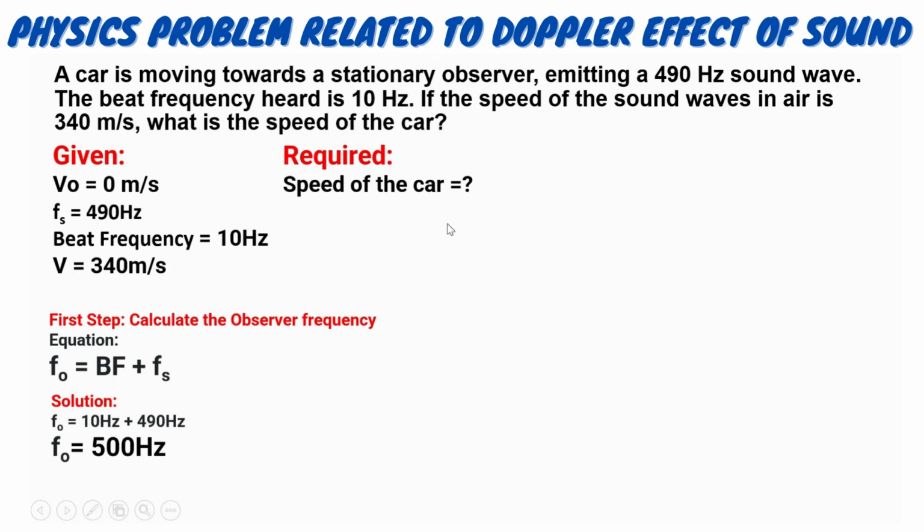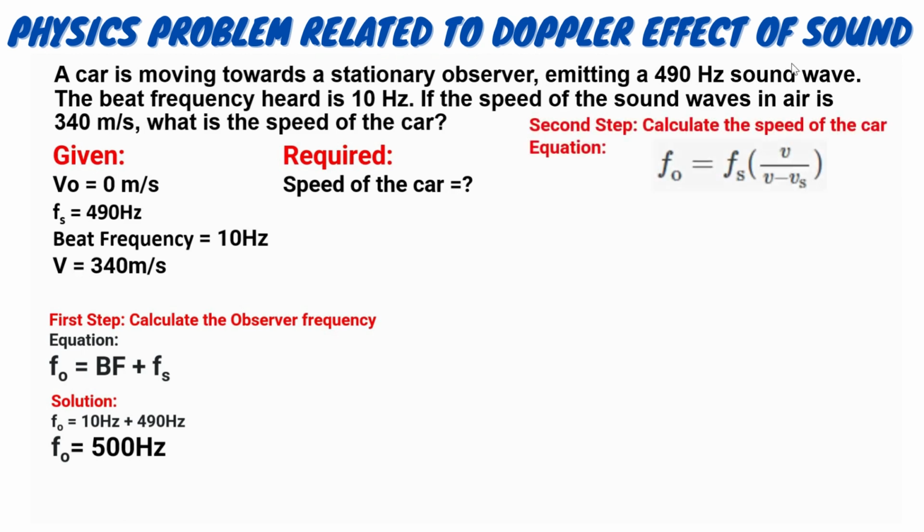Okay? Now, we are asked to calculate the speed of the car. So, of course, we need to follow some of the basic rules, right? So, in our formula, okay, we have Fo is equal to Fs times the quotient of V divided by V minus Vs, okay? So, first, our observer is stationary, so 0, so we just omit the 0 in the equation. Since any number added by 0, the answer is still the number itself. So, pwede na natin siyang tanggalin.